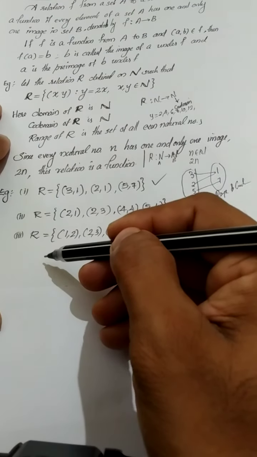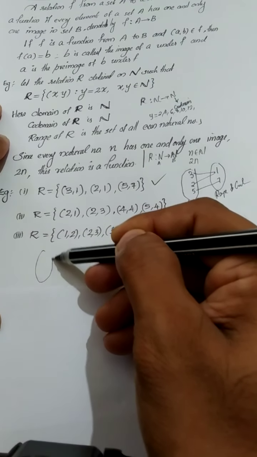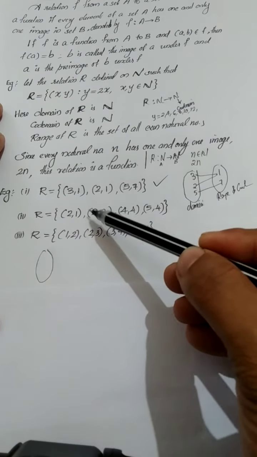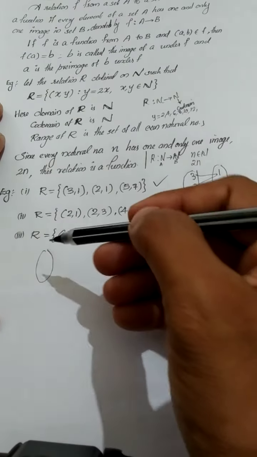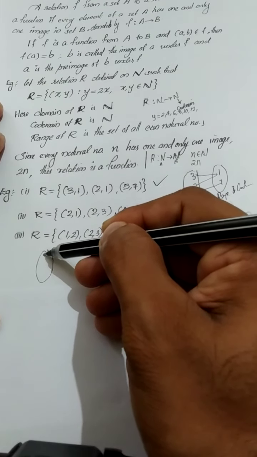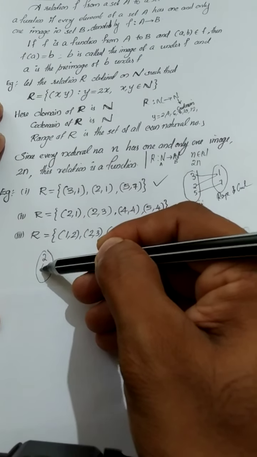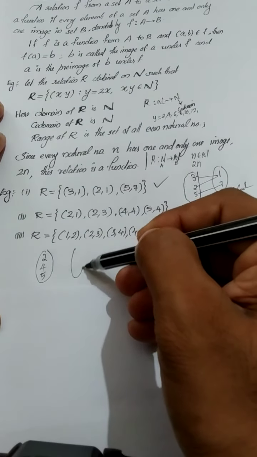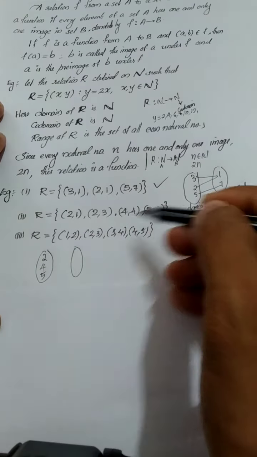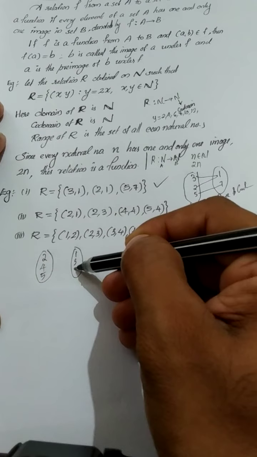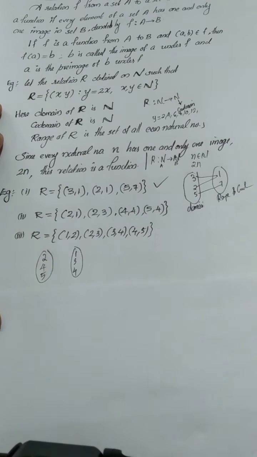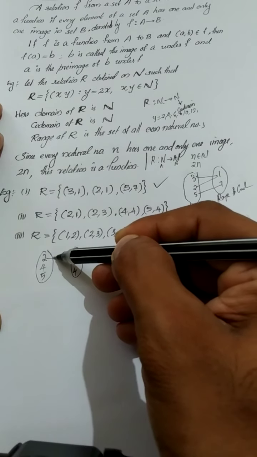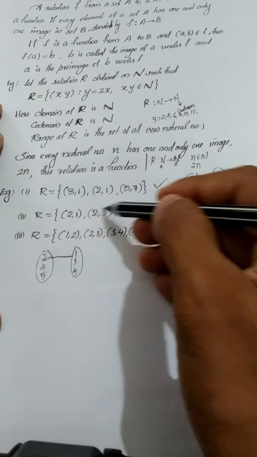Look at the second one. What is that second one? {(2,1), (2,3), (4,4), (5,4)}. So here domain is the first elements 2, 4, 5. And the codomain is 1, 3, 4. Then look at the mapping. 2 maps to 1. Again 2 to 3.